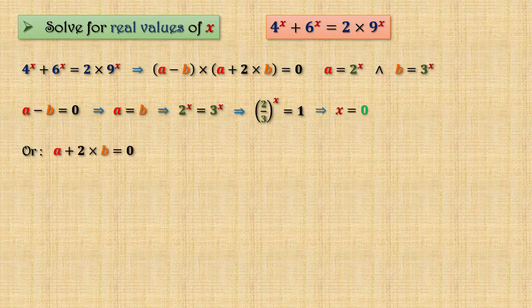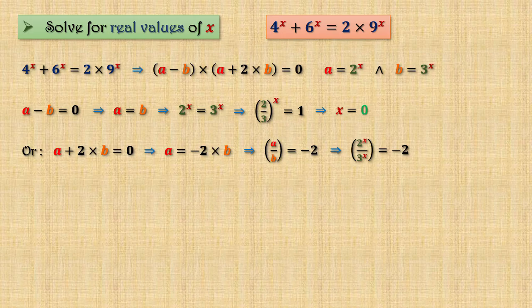Otherwise, we would have the second factor, which is a plus 2 times b equal to 0, which means that a equals negative 2 times b. Therefore, a over b equals negative 2. And by replacing a and b by their respective values, we get 2 to the power of x over 3 to the power of x equal to negative 2, which means that 2 over 3 all to the power of x is equal to negative 2.